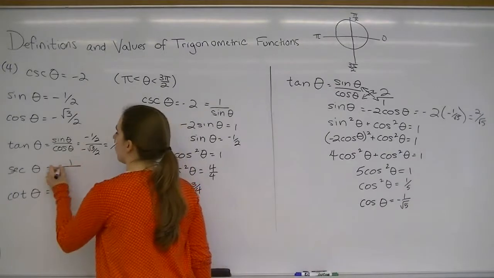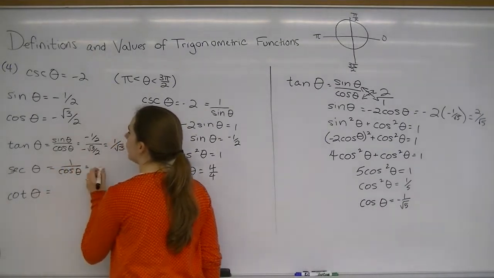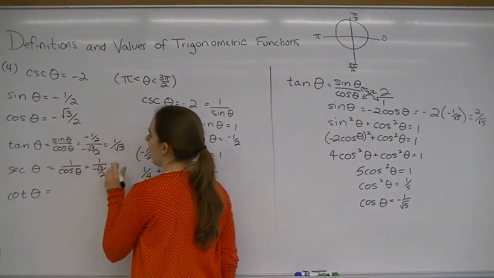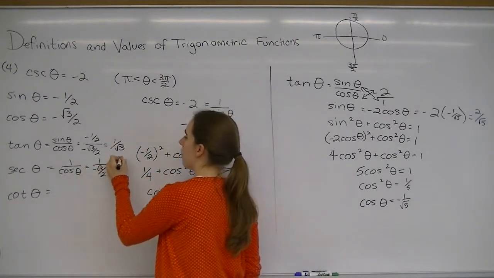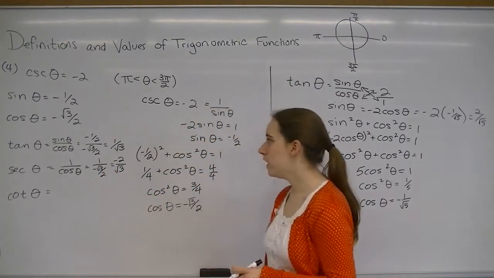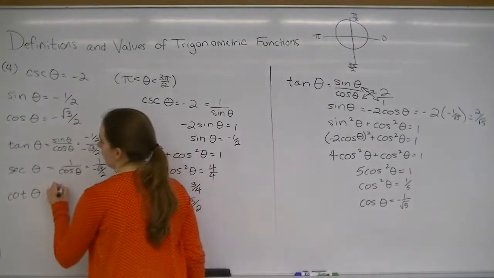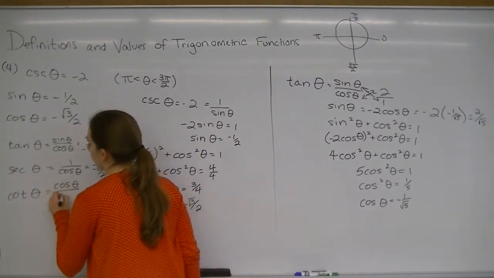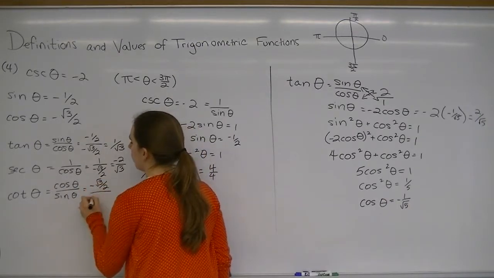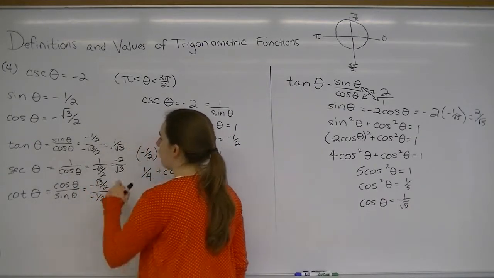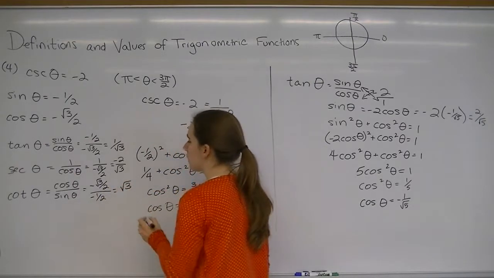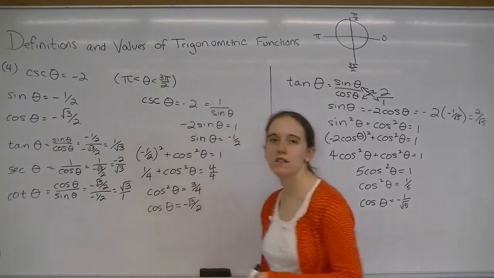Secant of theta is 1 over cosine of theta. That's going to be 1 over negative square root of 3 over 2. I'm going to flip that bottom fraction, multiply by 1. So negative 2 over the square root of 3. And last but not least, cotangent is cosine over sine. So I have negative square root of 3 over 2 over negative 1/2. Flip the bottom fraction, multiply. I'll end up with the square root of 3 over 1, which is just the square root of 3.